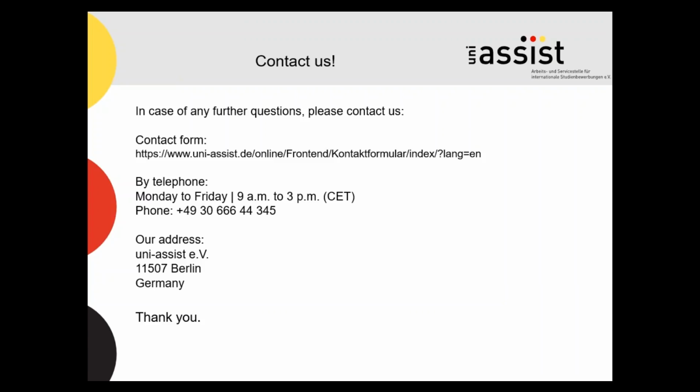And you've heard this several times today, but this is really important: go on the university's website and find out what the specific university regulations are. We are quite far in advance in terms of time.